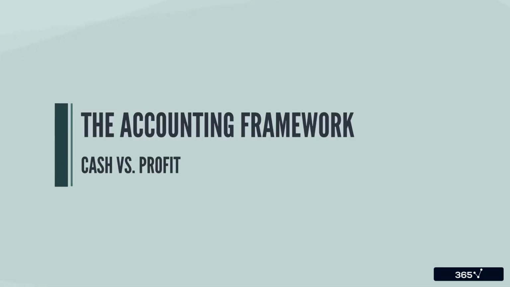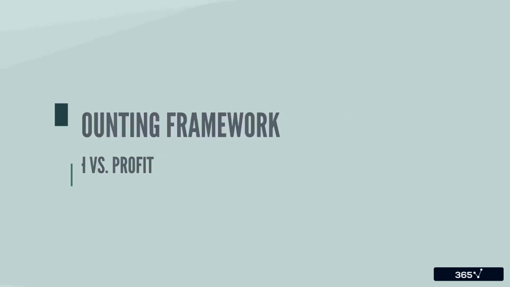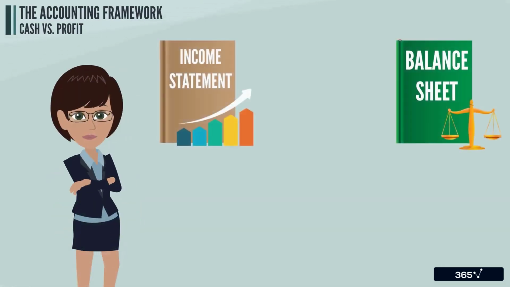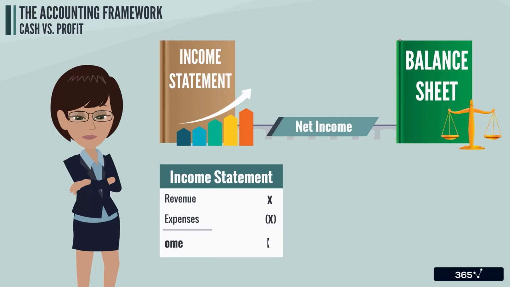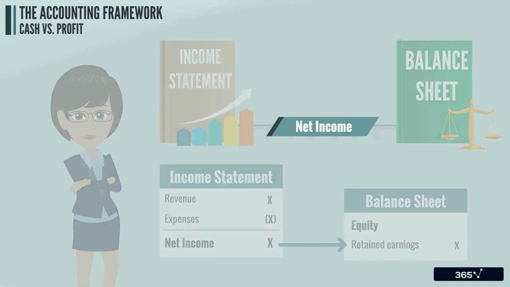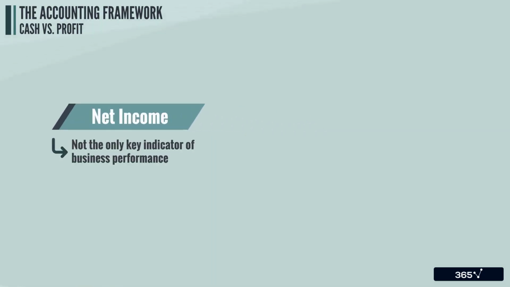Paving the road to success can be a long journey for many financial analysts. You already know a lot about the balance sheet and the income statement. What do you think connects these two? Yes, that's right, the net income figure for the year. It is calculated as revenue minus expenses in the income statement, and then accumulated as retained earnings in the balance sheet. However, the profit figure is not the only key indicator of business performance.